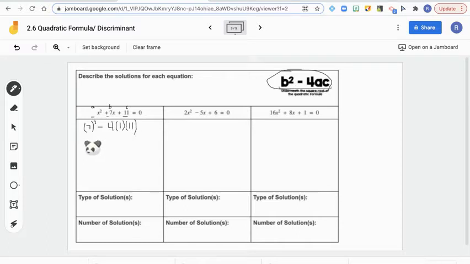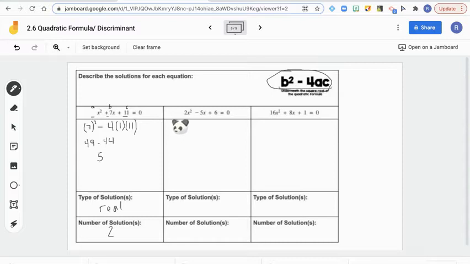And so when we find what those values are, 7 squared is 49, and 4 times 1 times 11 is 44. And so we're going to get a value of 5. That is a positive number, which means we're going to have real solutions, and we're going to have 2 of them. So we can use that discriminant to know. Let's look at this next one.